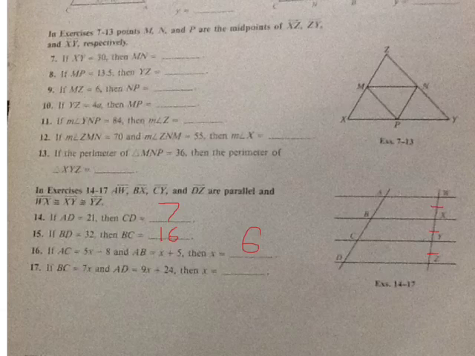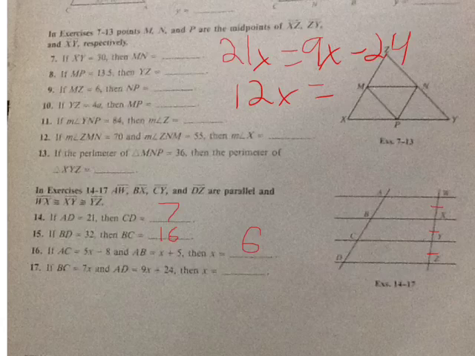So if I multiply BC by 3, that's going to equal the length of AD. So if I take 3 times 7x, I'll get 21x. That's going to be the same length as 9x minus 24. So when I solve this for x, I subtract 9x from both sides. I get 12x equals negative 24. Divide both sides by 12. I get x equals negative 2.